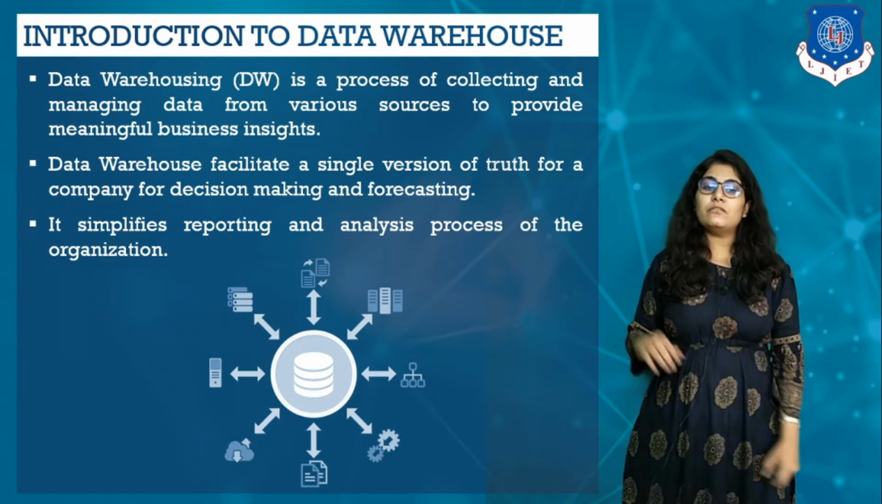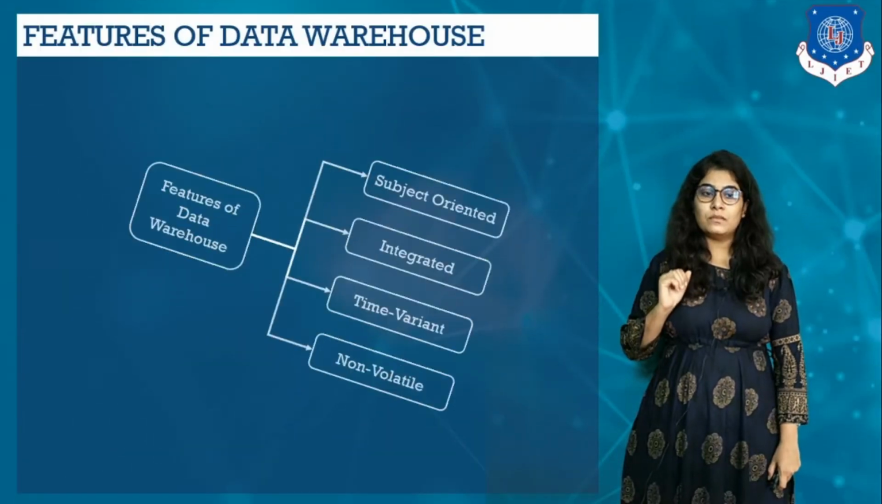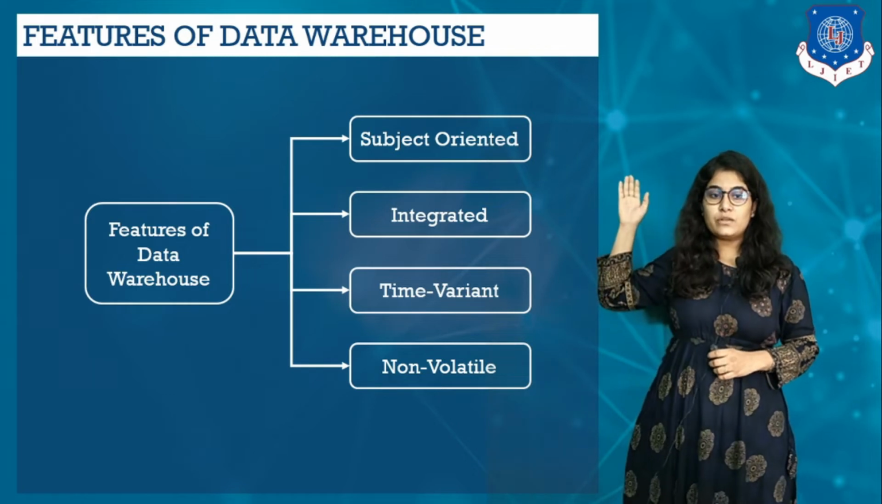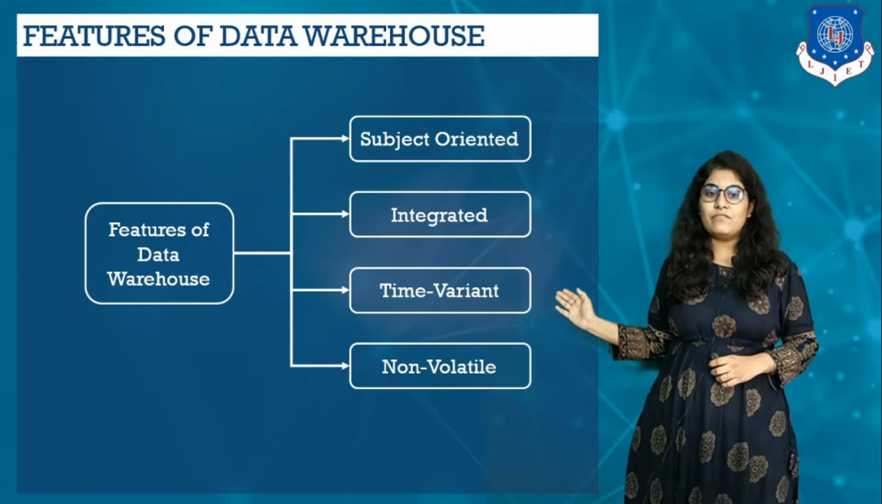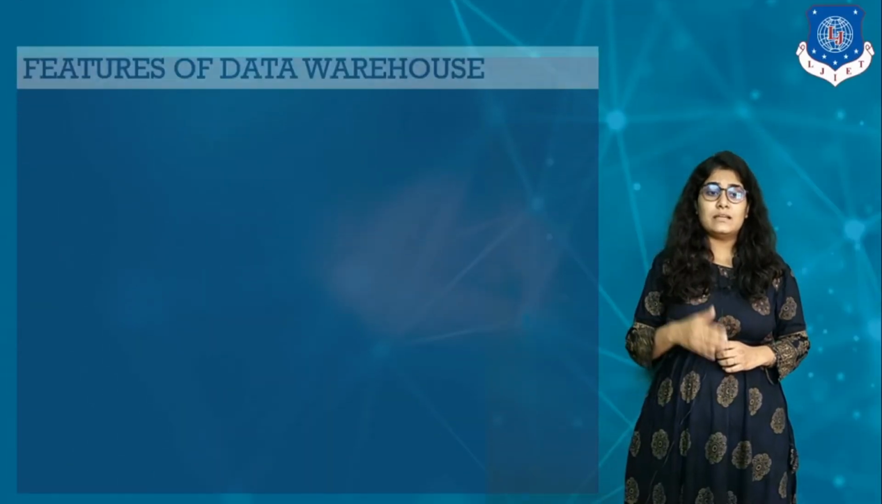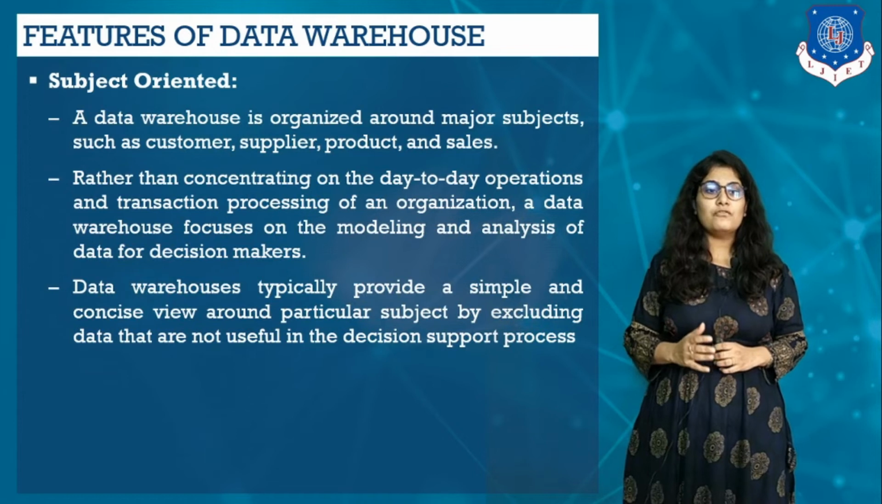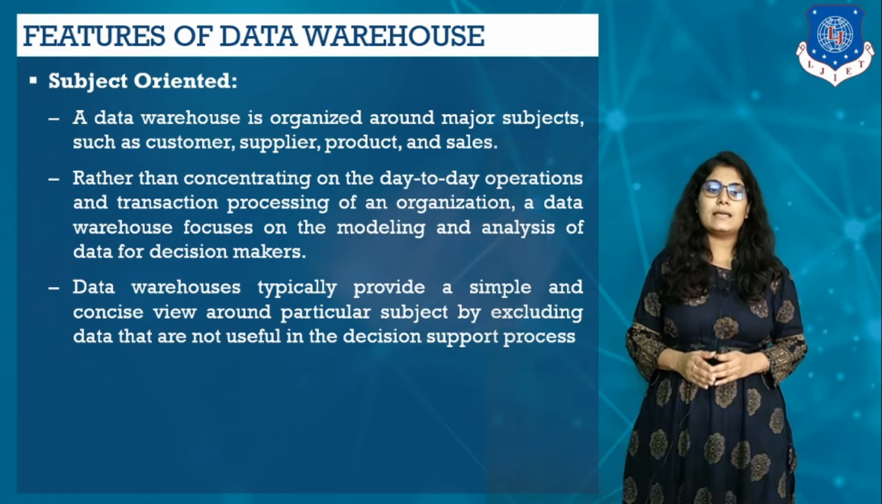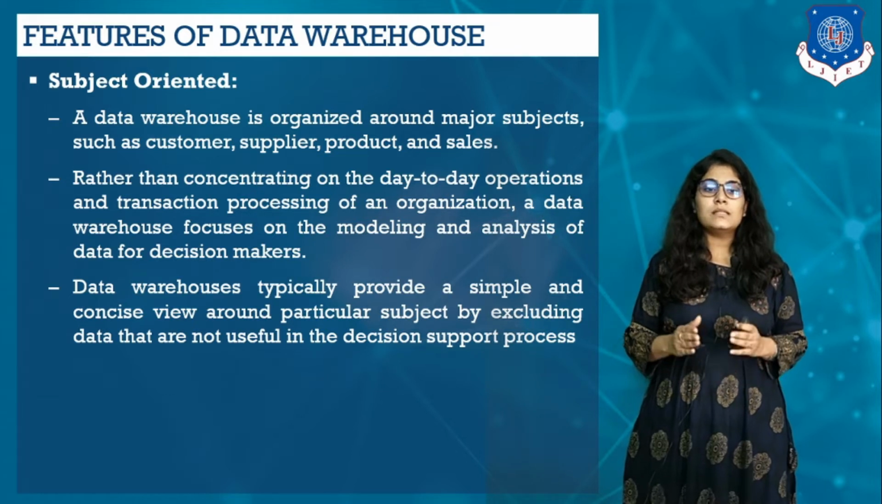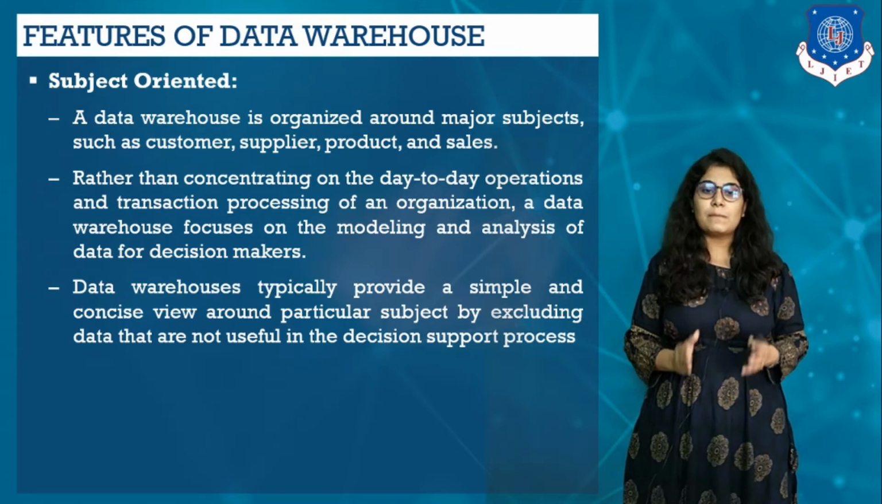Now let's have a look at the features of data warehouse. There are four prominent data warehouse characteristics which are subject-oriented, integrated, time-variant and non-volatile. Let's get started with understanding of each of them. First, subject-oriented. A data warehouse is subject-oriented as it offers information regarding a theme instead of company's ongoing operations. These subjects can be customer, supplier, product, and sales.